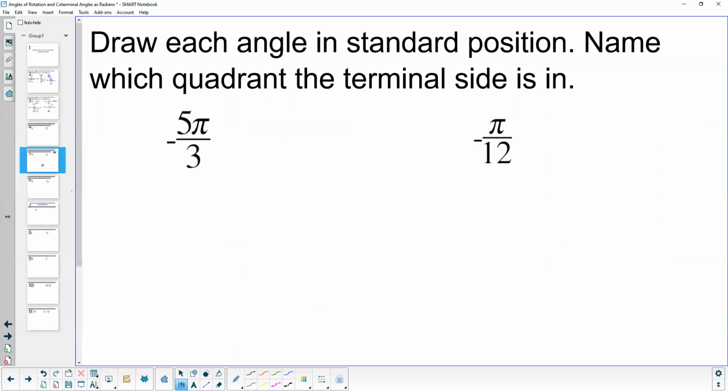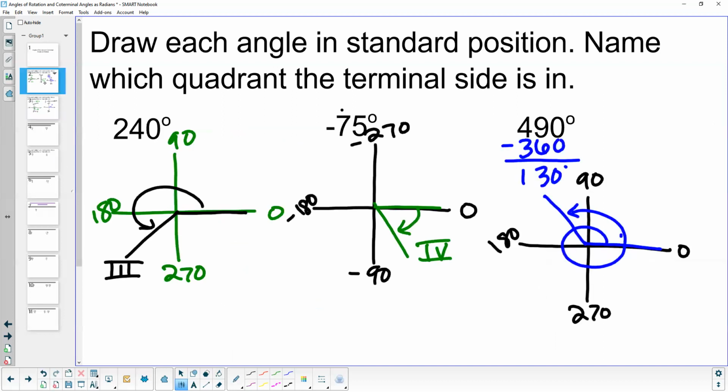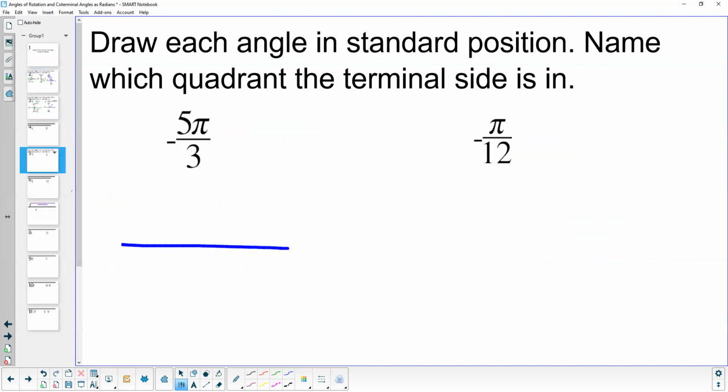So that works awesome when they are positive. Now, if they're negative, we're going to do the same thing that we did when we had a negative degree. We're going to label it going the other way. So in this case, we're going to start with our 0 pi here. We've got our negative 1/2 pi here, our negative 1 pi here, and our negative 3/2 pi here. Now we're going to do the same thing as before.